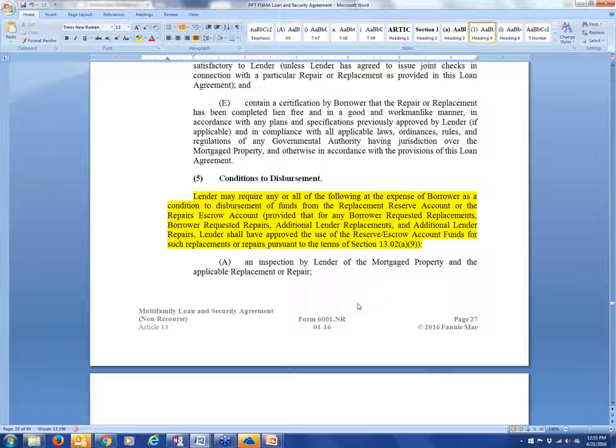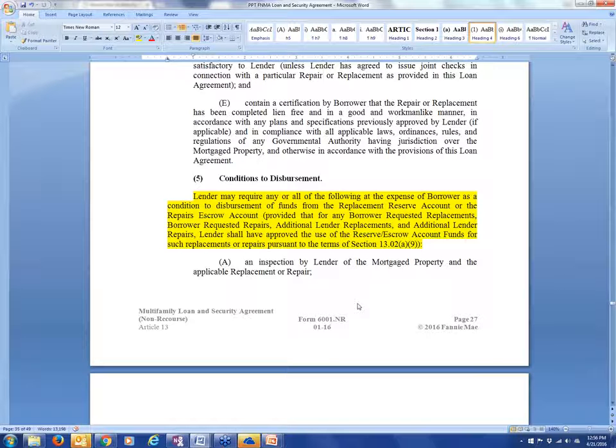So these are the types of things that you want to investigate before you get in bed with a particular Fannie Mae DUS lender, because they're all going to give you your money back, but they all can do it under different circumstances. And that's the thing you want to make sure that you understand.